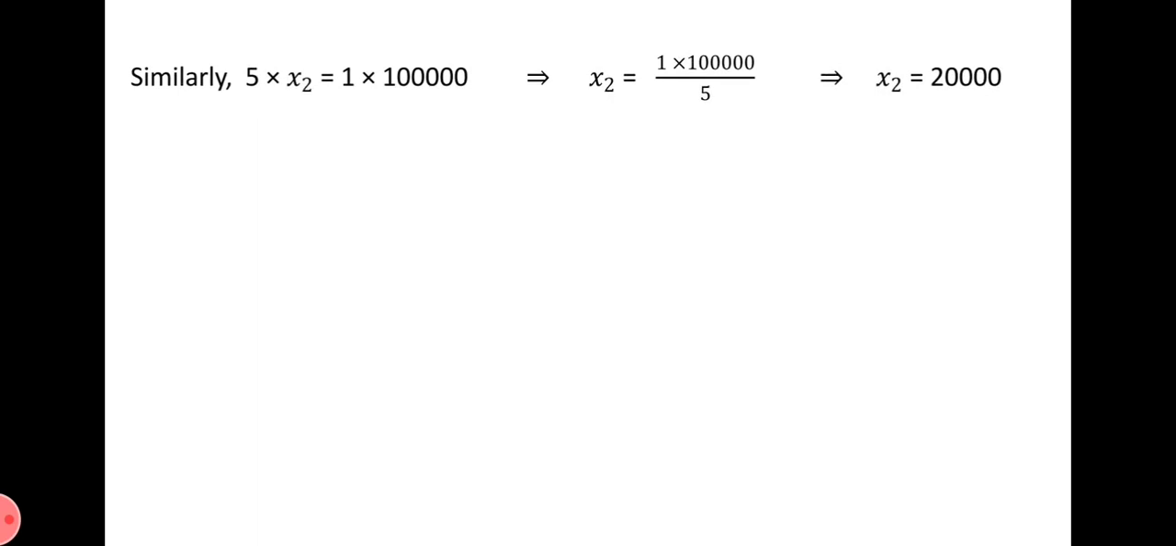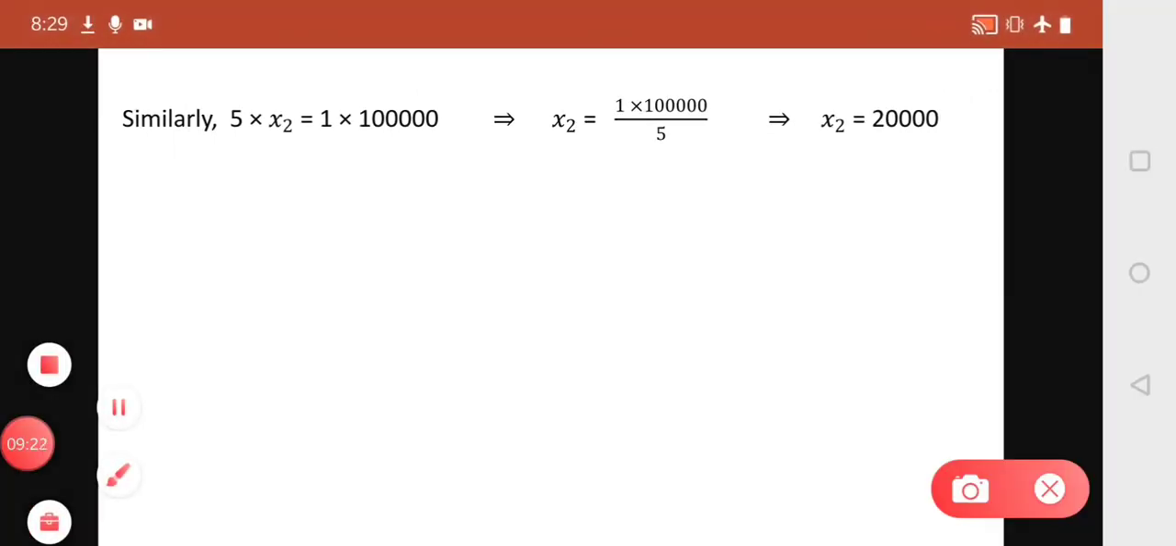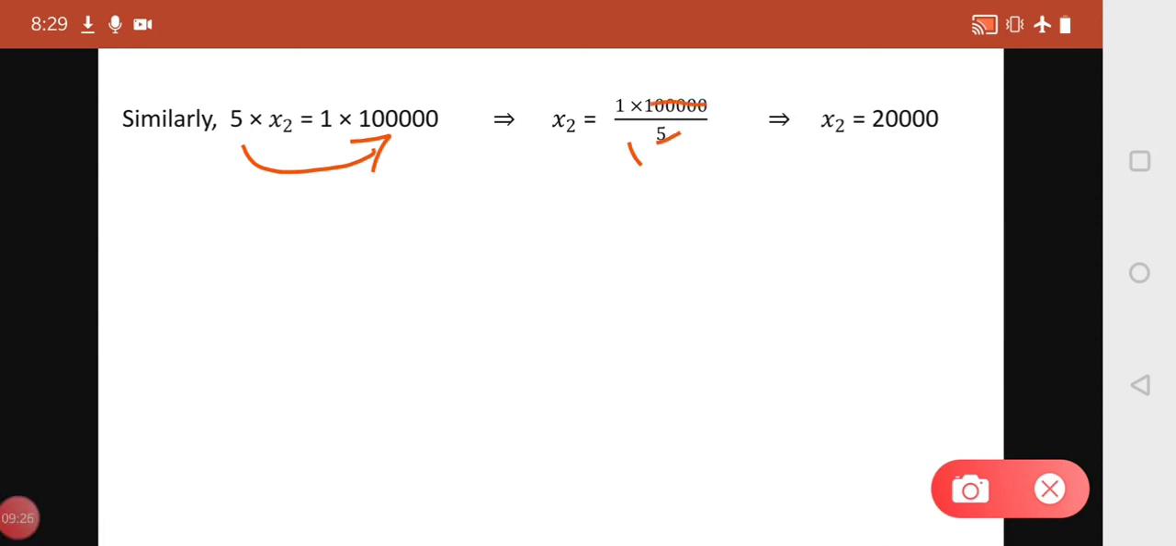So for x2, similarly 5 into x2 equal to 1 into 1 lakh. Implies that x2 equal to 1 into 1 lakh upon 5. Here 5 is transposed. Again we can cut here: 5 1s are 5 and 5 2s are 10, and 4 zeros will be left. That is 20,000 rupees. So we get x2 equal to 20,000 rupees. That is, if 5 winners are there, each winner will get rupees 20,000.